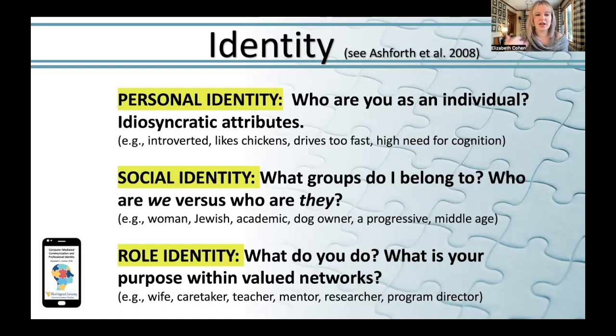So my social identity: I am a woman, Jewish, an academic, a dog owner. Actually, I did a study years ago with a colleague where we talked about ownership as an identity. If you're a gun owner, yes, you own a gun. That's something you have. But if you identify with other gun owners, other dog owners, whatever, then all of a sudden it becomes a social identity. Progressive, I'm middle age, right? We can identify as being an older adult or a younger adult, and these are all socially constructed identities.